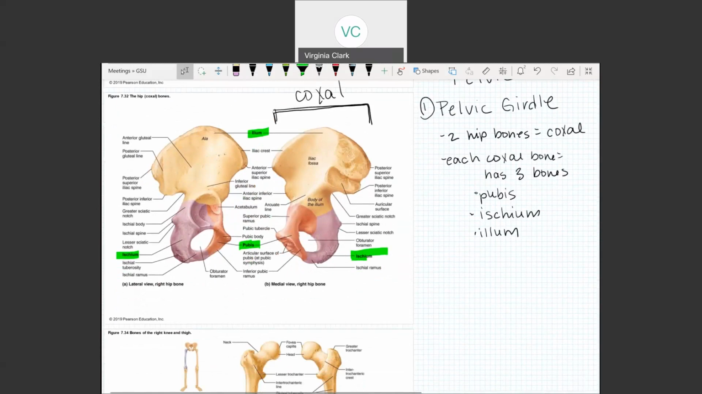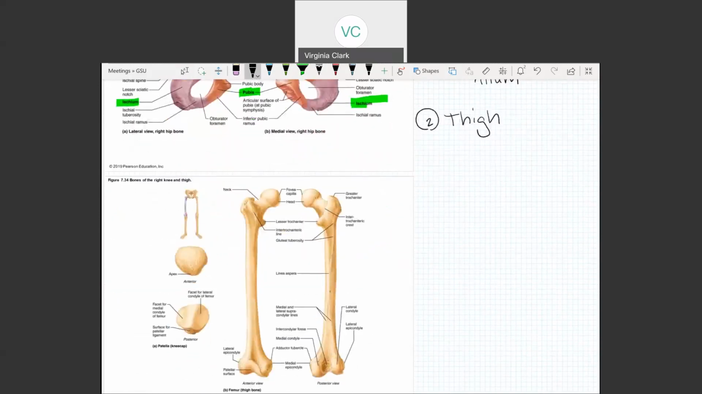The next one is going to be the thigh. It's going to follow the same pattern as our arm. There's going to be 1 large bone called the femur. This is your thigh bone. This is actually going to be the largest, heaviest, and strongest bone in the body. So to break your femur is a large feat, and it will also take the longest to heal. So that's your femur. It is a long bone. And then at the base of your femur, you will have a bone called the patella. That is going to be your kneecap.